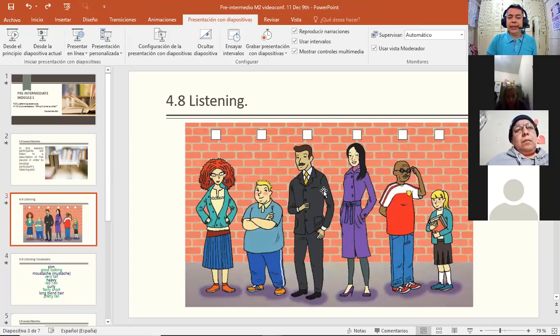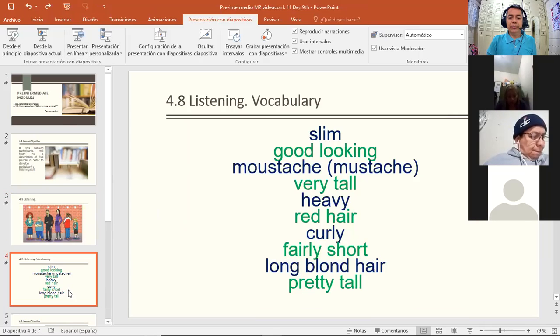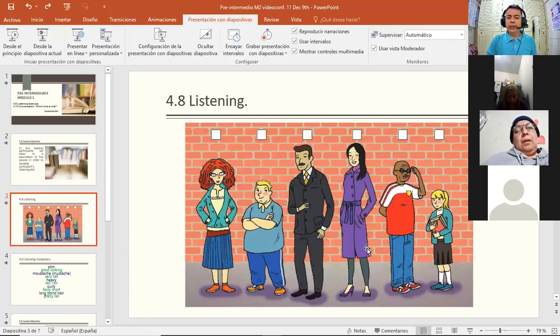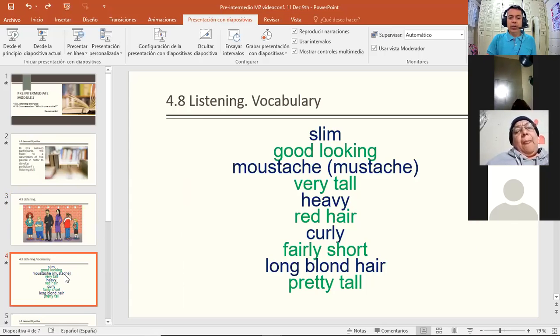Okay, now what characteristics do you see in these people? Again, slim, good looking, mustache, very tall, heavy, red hair, curly, fairly short, long blonde hair, and pretty tall. We're going to go one by one. For example, slim. Who is slim in this picture? Number three, probably, right? Or number four, probably. Okay. Good looking.